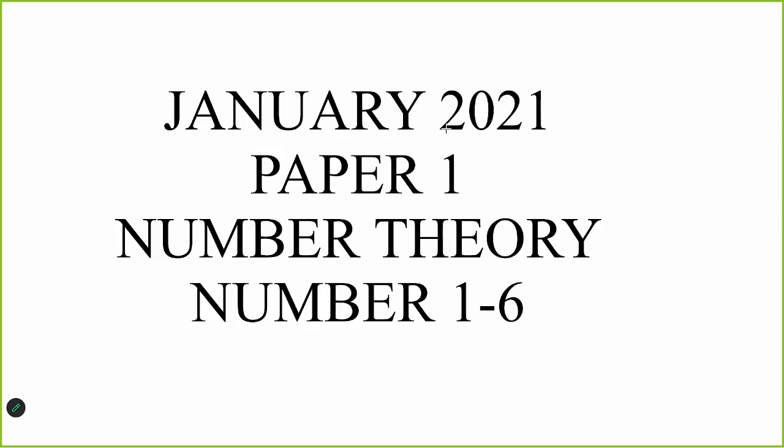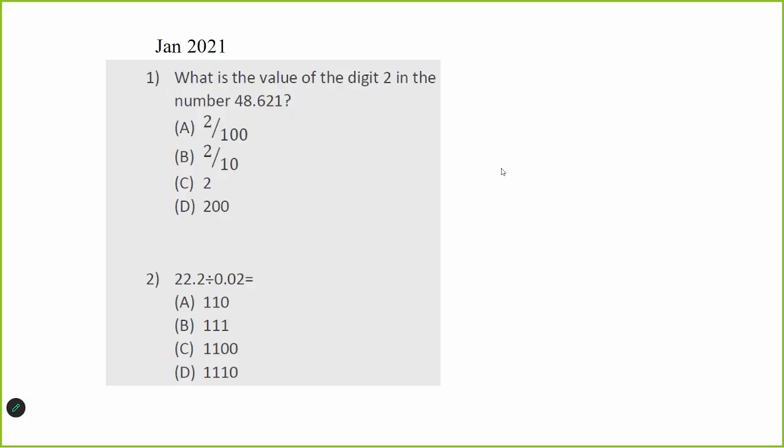Alright, so now we're going to be doing January 2021, paper 1, number 3, questions 1 to 6. What is the value of this digit? It's a repeated question. If you do not know, for 48.621, the value of 2, you put an over sign, you count the decimal point, which gives you a 1, and how many digits to meet 2? 2 zeros. So therefore it will be 2 over 100. Or if you don't know, this is tenths and this is hundredths. So it'll be 2 hundredths.